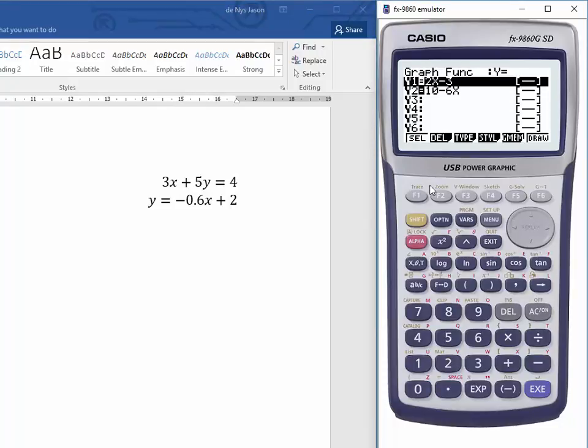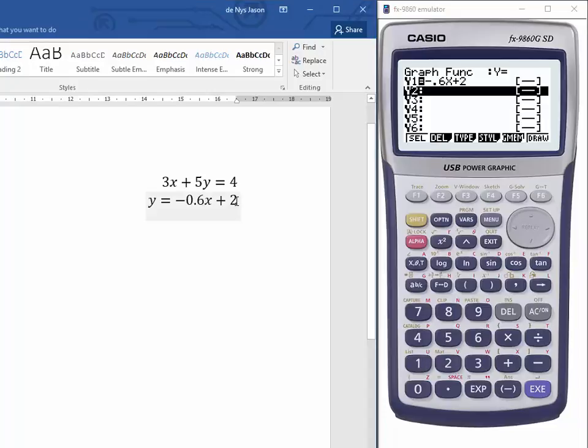So first I'll just delete these. Delete, yes. Delete, yes. Okay, I can put in the second one already because that's all ready to go. Negative 0.6x plus 2. That's okay. Now for this one, rearranging this, let's see what I have to do. If I just start a new line here.